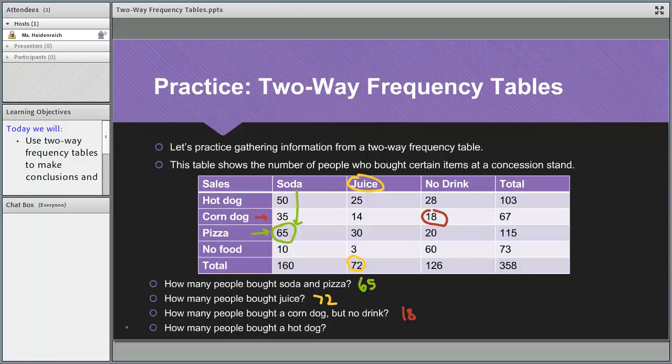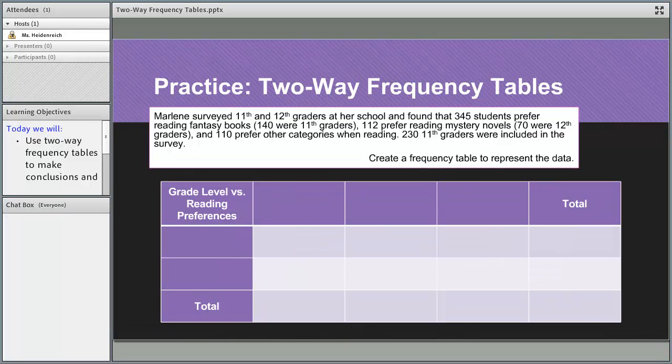And then lastly, how many people bought a hot dog? Well, we had 50 who bought it with a soda, 25 who bought it with juice, and 28 who bought it with no drink. This table is really nice, and it actually gave us the total of 103. So 103 people must have bought a hot dog.